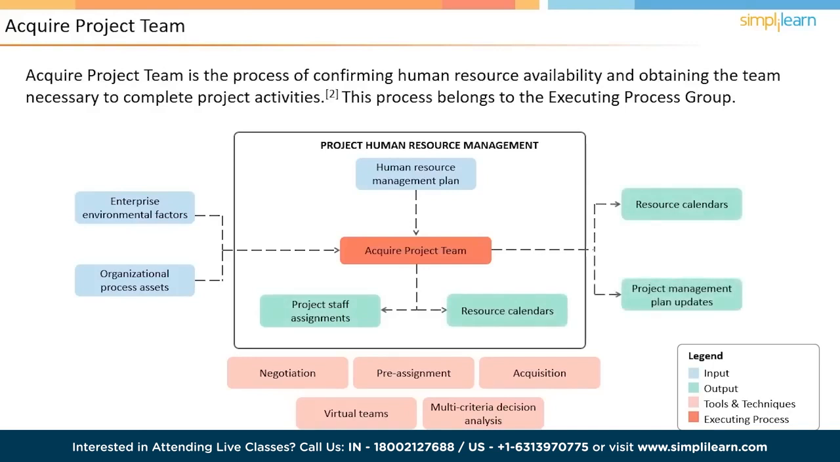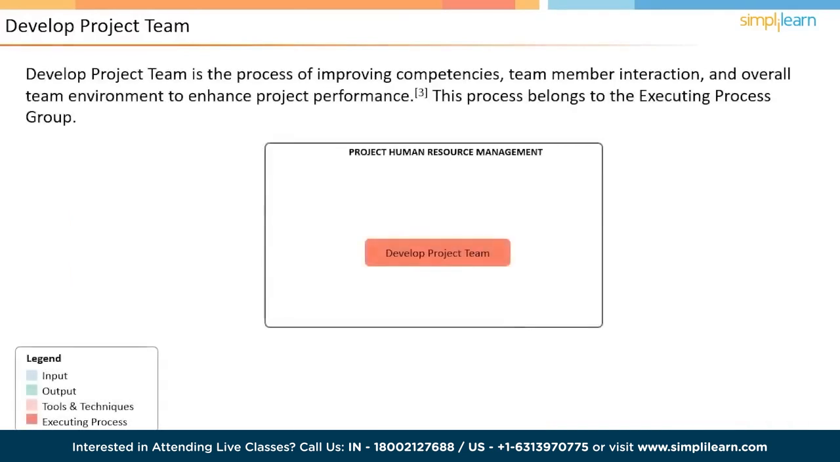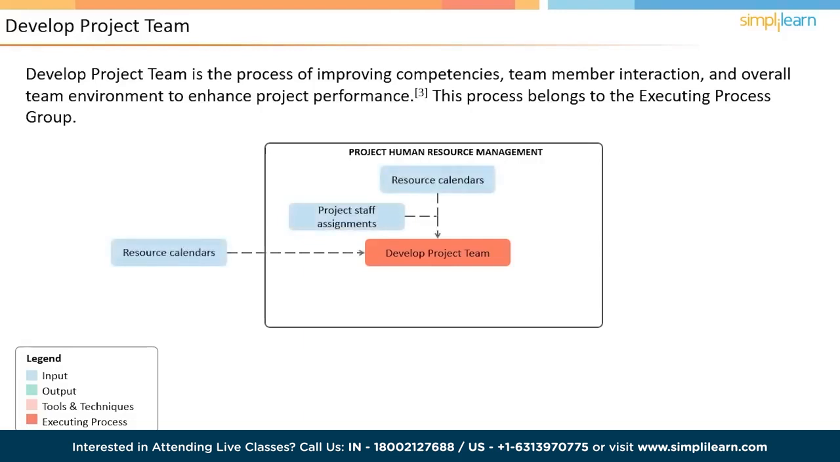Let us now discuss the next process, develop project team. Once the project team is acquired, the next step is developing the project team. Develop project team is the process of improving competencies, team member interaction, and overall team environment to enhance project performance. This process belongs to the Executing Process Group. The inputs to this process include project staff assignments, resource calendars, and human resource management plan.